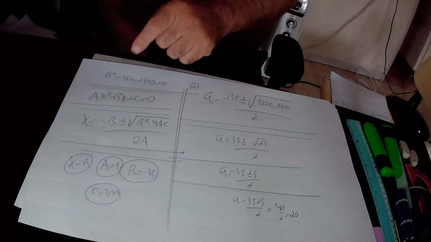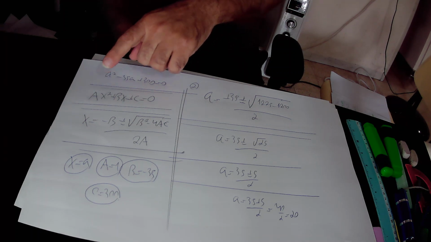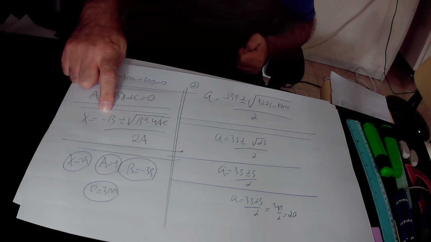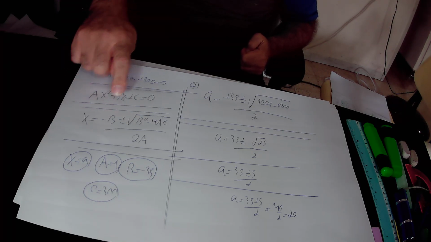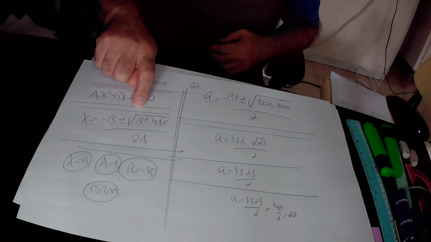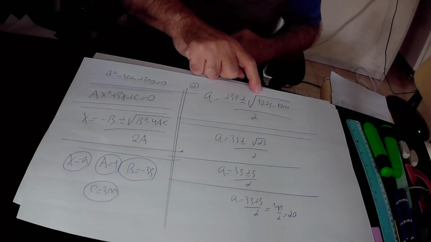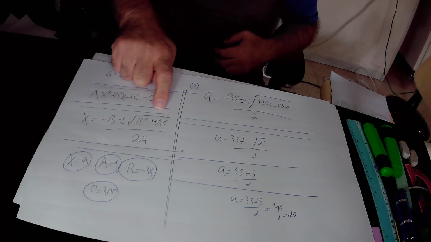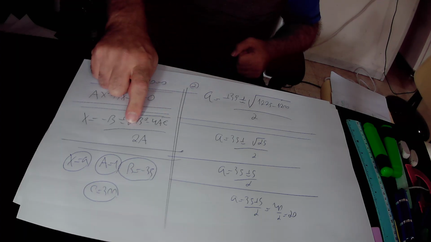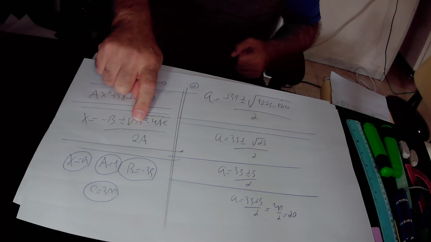So x equals a, so we substitute x by a, and it equals minus b. b is minus 35, therefore minus b is plus 35, plus or minus the square root of b squared. b is minus 35, therefore b squared is 1225. Minus 4 times a times c. a is 1, c is 300, so minus 4 times a times c is minus 4 times 1 times 300, that is minus 1200, over 2a. a is 1, so 2a is 2 times 1, that is 2.